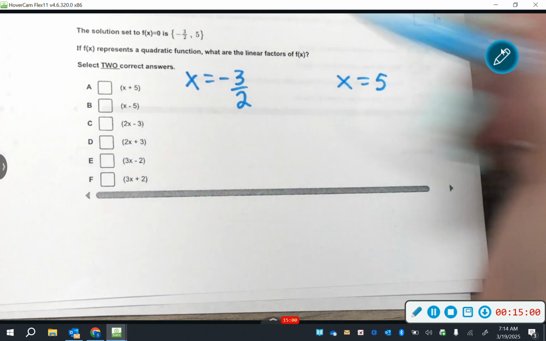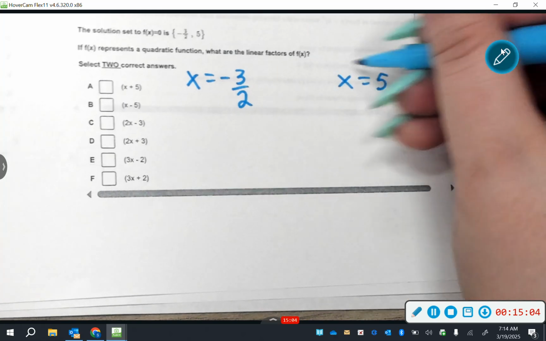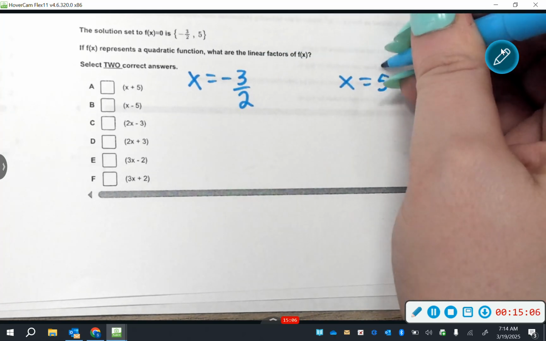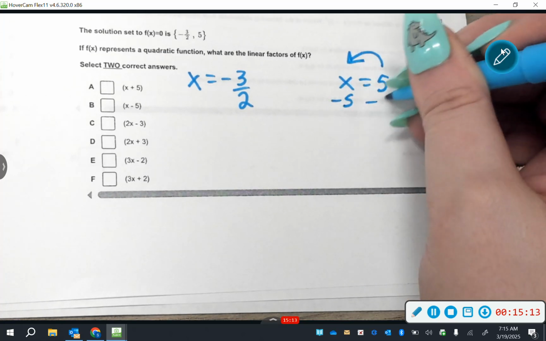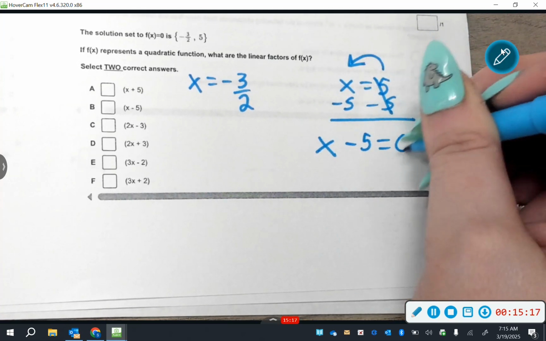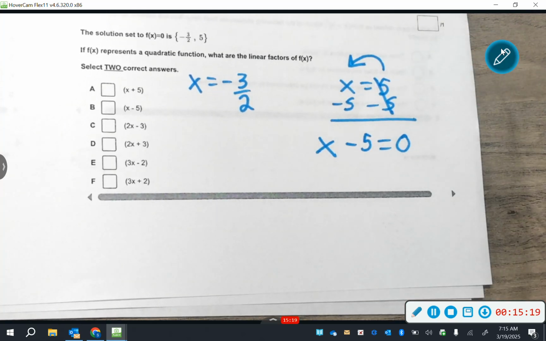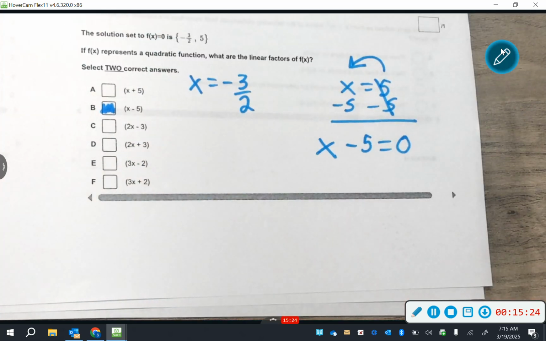If I'm working backwards, we're trying to get this set equal to 0 so I can get the factors. I'm going to start with this one because that one's easier. What's the opposite of positive 5 if we're trying to do opposite operation? Minus 5 to both sides. x minus 5 equals 0. That's one of our factors. So B is one of them.